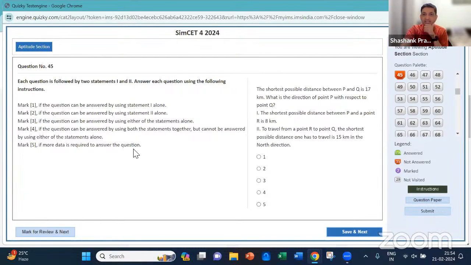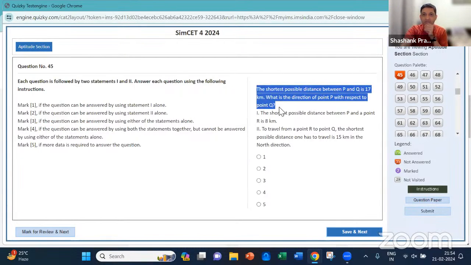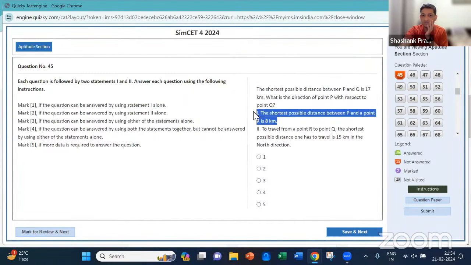Shortest possible distance between P and Q is 17. P with respect to Q, where is it? 17 minutes to go. And we have a good 30 questions. Guesswork coming up soon. P and point R is 8. So 8, 15, 17 is a triplet. So maybe I'll go for this.